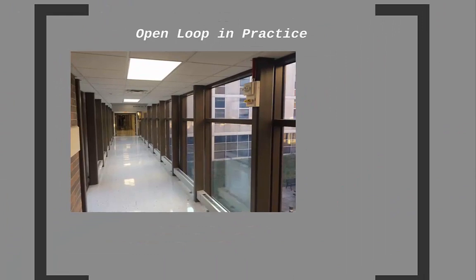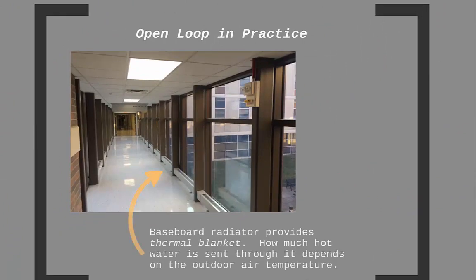One example would be to control baseboard radiators along the exterior wall based off of the outdoor air temperature. These radiators may not be sized to meet the entire heating load of the space, but are rather there to create a thermal blanket of sorts between the inside and outside. A separate ducted system may be installed to modulate to meet the heating demand of the space. In this case, the radiators may be controlled by an open loop control logic in which the measured variable is the outdoor air temperature.